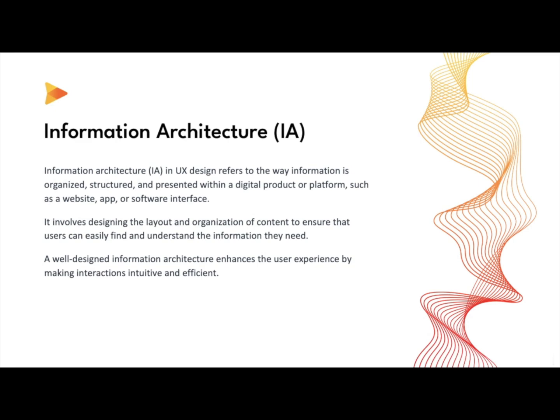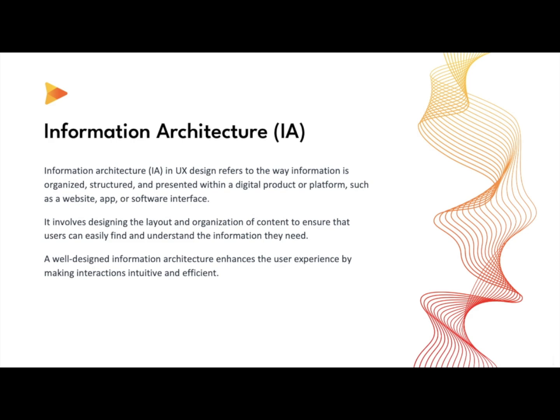But information architecture is more concerned with the information that is being laid out on each page. Just imagine that you have three pages: home, about page, and contact page. What goes on the home page, what goes on the contact page, and what goes on the about page, and how these pages are connected using similar information. All of these things are identified in the information architecture step. As per the definition, it refers to the way information is organized, structured, and presented within a digital product or platform such as a website, app, or software interface.